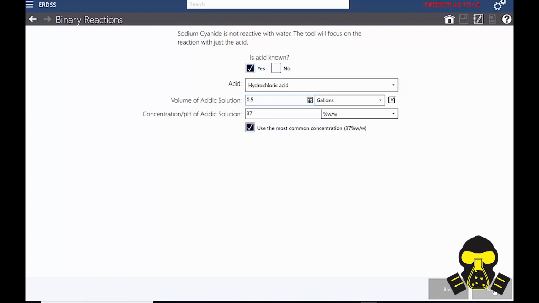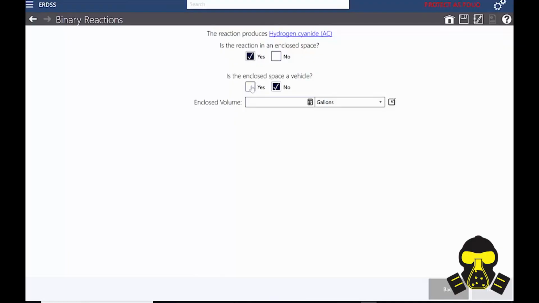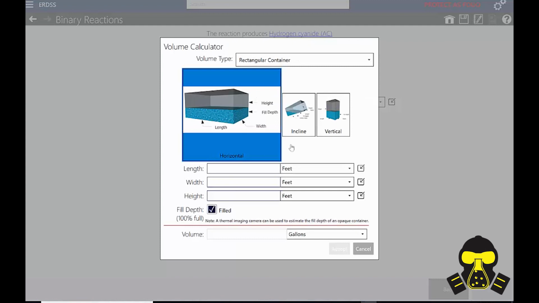Same thing as any of the chemical suicides. This says you're making hydrogen cyanide. Are you in an enclosed space? So we'll say yes, because we're saying we're in the car. Well, in this case, we're saying it's a binary device. We're probably not in the car. So this one, we'll say, is it a vehicle? We'll say no. Now I want to say, what is the space? So let's use this room.